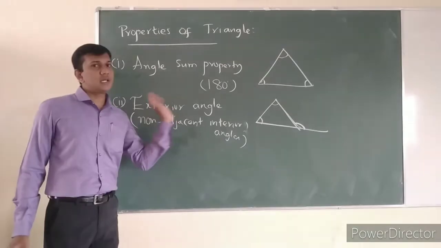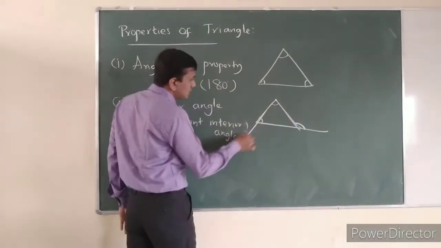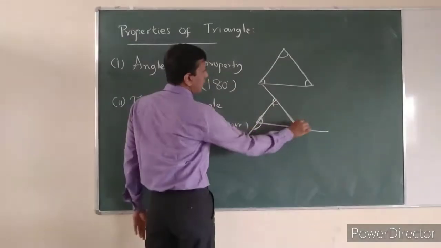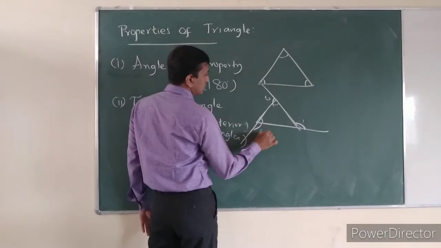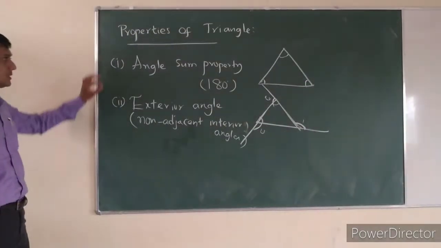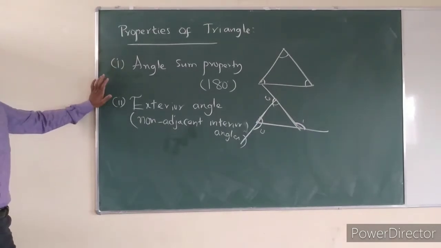How many exterior angles can we get in a triangle? We can get three exterior angles. So 1, 2, 3. Three exterior angles and three interior angles. So this is about the first two properties of the triangle.